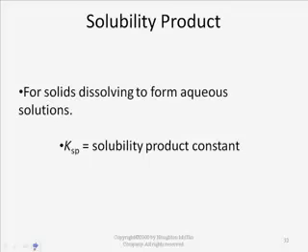Solubility product, remember, is the equilibrium expression when you're talking about a solid dissolving in water. All right, so Ksp, that's our specific equilibrium constant for a dissolving process. Here's an example. I've seen this one before. Ksp, there's our expression.